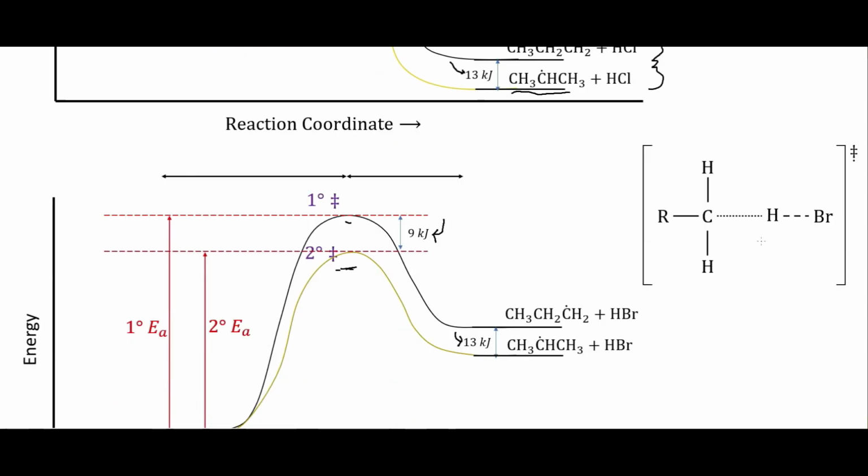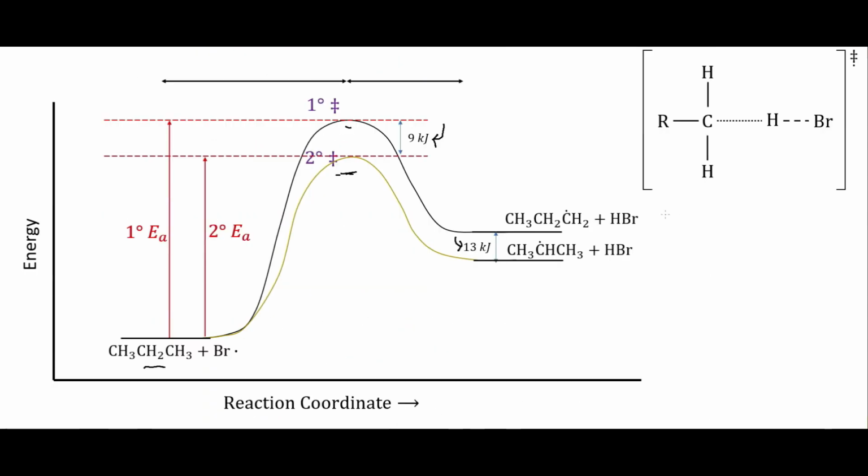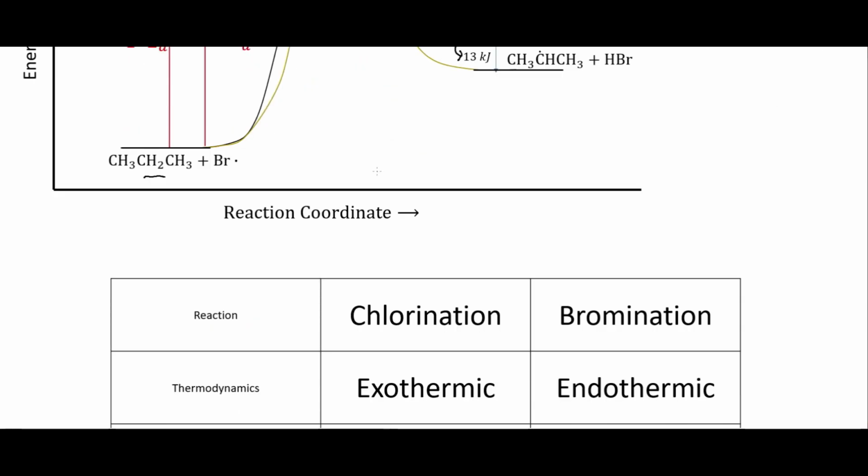Whereas in bromination, which has this endothermic part of the reaction here, we are actually going to look more like the product of it than the reactant of it. And so this is a shorter distance here than it is to here. So it looks more like the product than it does the reactant. And that is called Hammond's postulate.